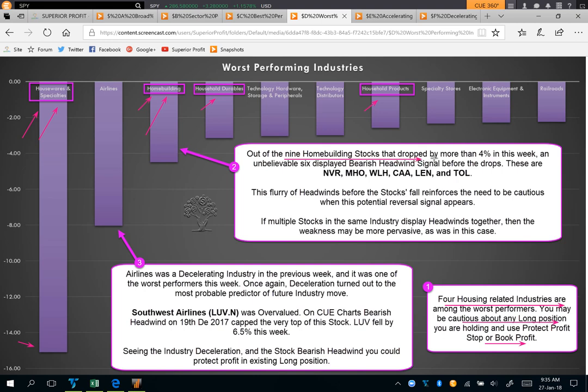Out of the 9 home building stocks that dropped by more than 4% this week, an unbelievable 6 displayed bearish headwind signal before the drops. These 6 are NVR, MHO, WHR, CAA, LEN and TOL. This flurry of headwinds before the stocks fall reinforces the need to be cautious when this potential reversal signal appears. If multiple stocks in the same industry display headwinds together, then the weakness may be more pervasive, as was the case here. Let's go to QH, look at home building, drill down into its stocks, and finally look at these 6 stocks and see how bearish headwind alerted us of potential large drops.